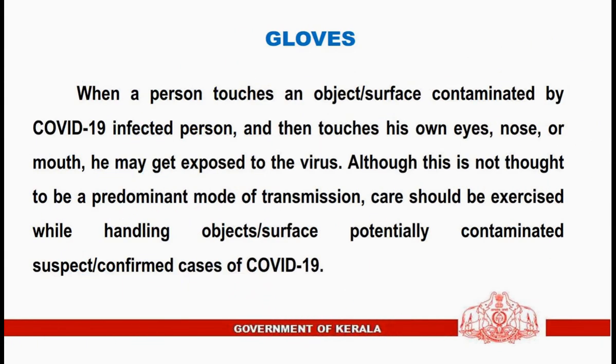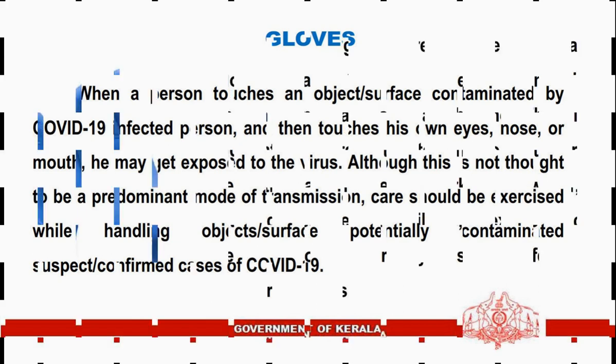Gloves. When a person touches an object or surface contaminated by a COVID-19 infected person, and then touches his own eyes, nose, or mouth, he may get exposed to the virus. Although this is not thought to be a predominant mode of transmission, care should be exercised while handling objects or surfaces potentially contaminated by suspect or confirmed cases of COVID-19.